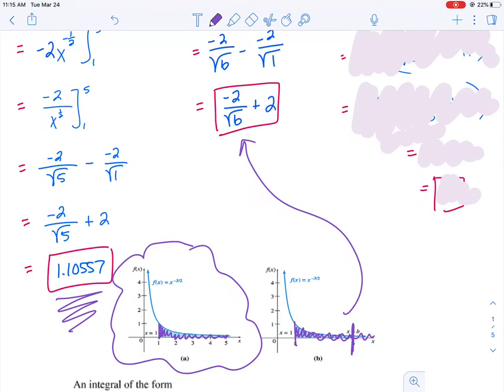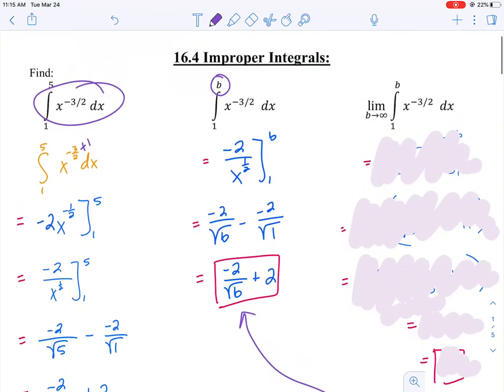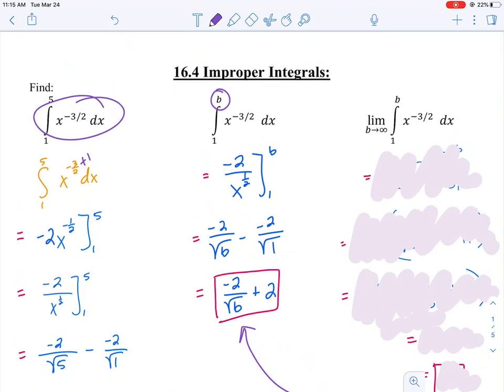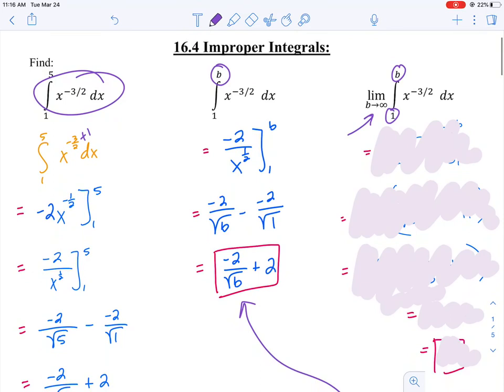But what if I started at 1, but I didn't end? What if I wanted to find the area and keep going and going and going, and I didn't stop? For example, look at this third one. I took the same exact function, and I want you to find the area underneath the curve, starting at 1, going to b, but eventually I want you to make that b go all the way to infinity. So start at 1 and keep going and going and find the area underneath that curve. Let's work it out and see what happens.